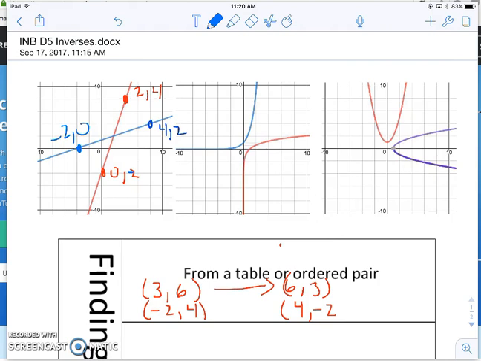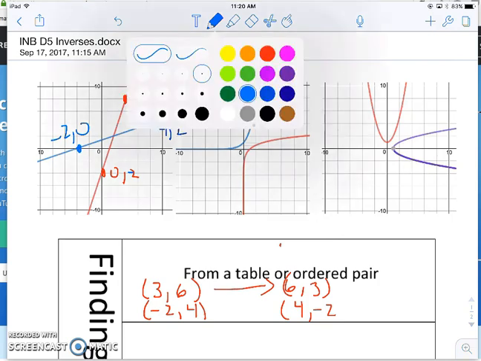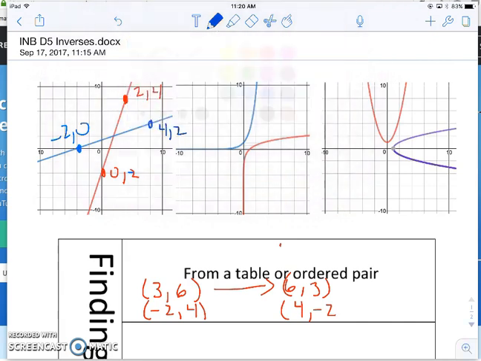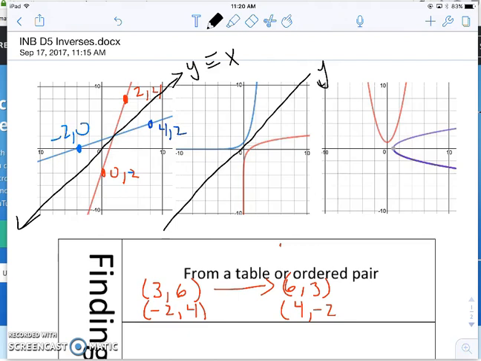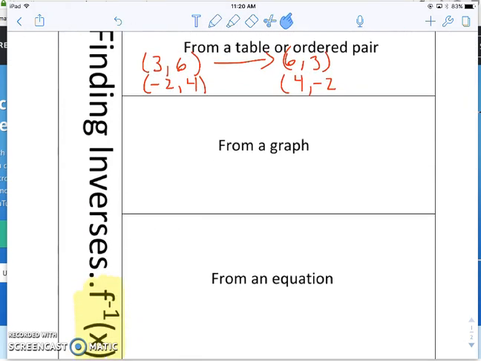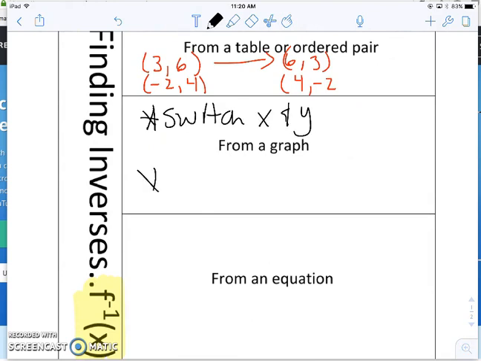So they're all switched, but some of you might notice these may look a little symmetrical. And what they are is if we were to draw in the line, this diagonal, it's a reflection over that line. So we have this line here of y equals x, and it's a reflection across there. So from a graph, you can find it a couple ways. You can switch x and y, and you can reflect over the line y equals x.